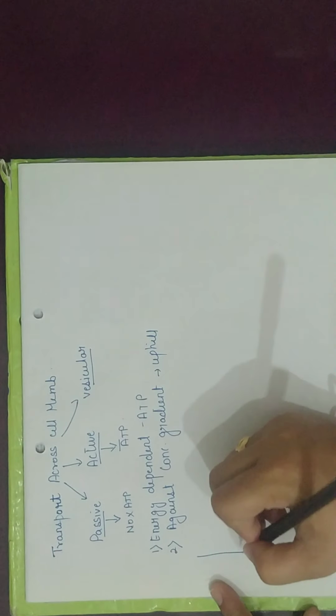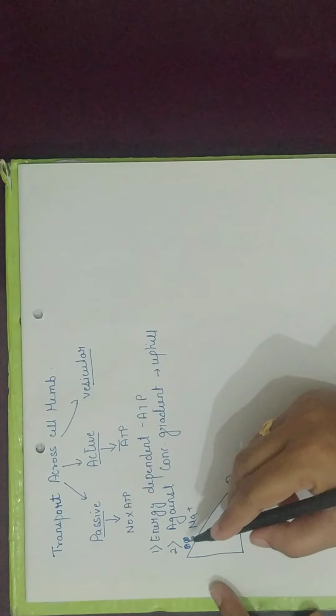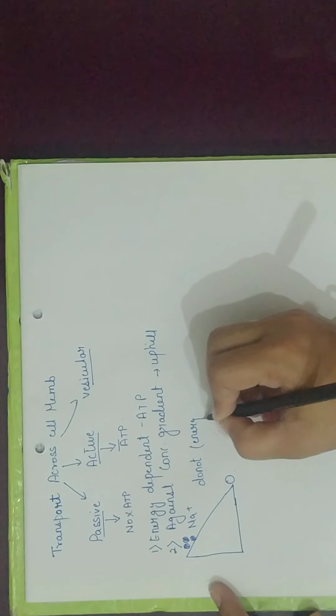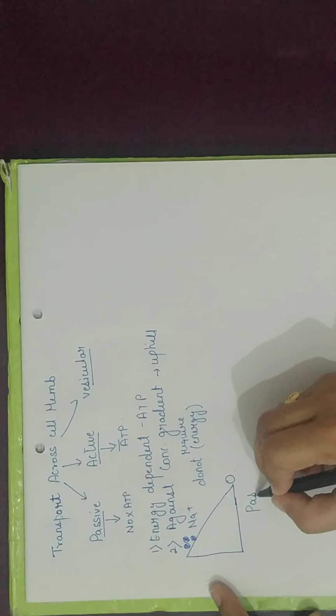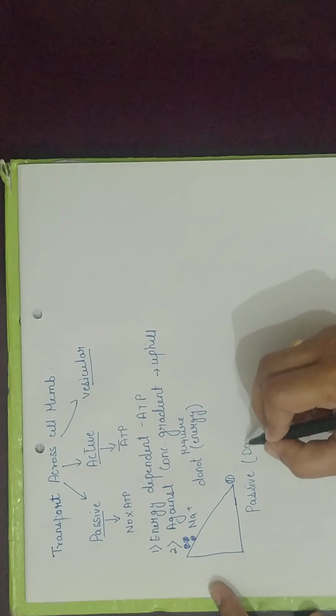What is this uphill and downhill? If we see, the concentration of sodium is high at this point, and if we want to draw this sodium from here to here, then we don't require any energy. So this type of process is a passive process, and it is also called downhill.